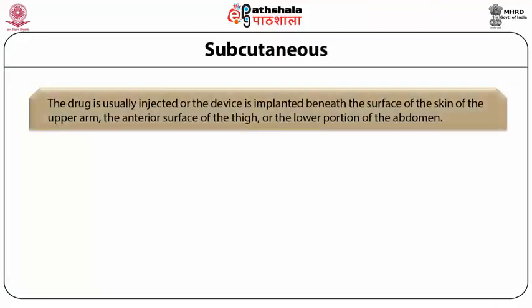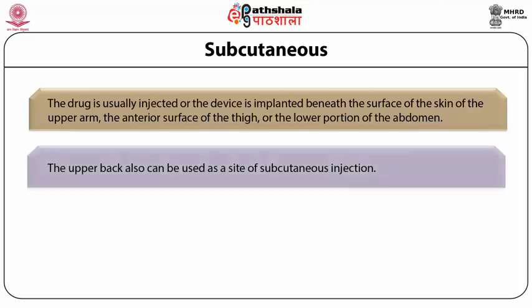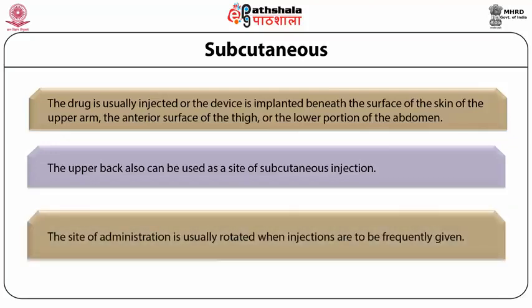The drug is usually injected or the device is implanted beneath the surface of the skin of the upper arm, the anterior surface of the thigh, or the lower portion of the abdomen. The upper back also can be used as a site of subcutaneous injection. The site of administration is usually rotated when injections are to be given frequently.